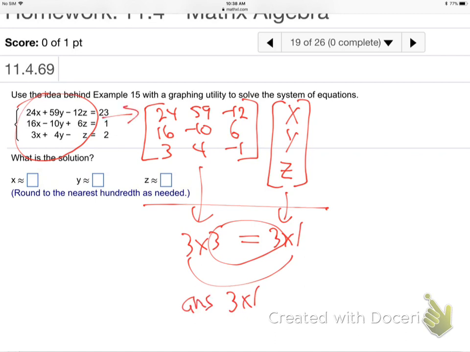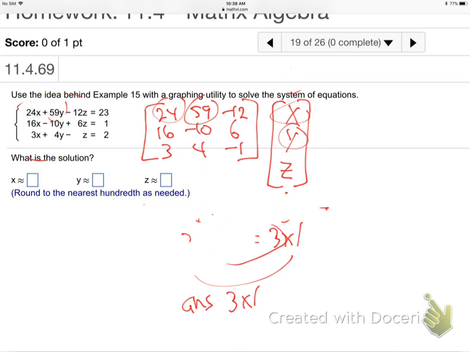So what will be that 3 by 1? Well, you go across here and go down here. So what's going to happen? 24 times x. Go down, go across, 59 times y. See? It's cranking out the same thing. Do you see how it's producing exactly what we've got? It's just another way of writing it. So again, you don't have to do any of this. I'm just proving to you it's true.